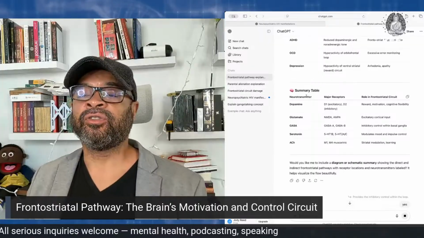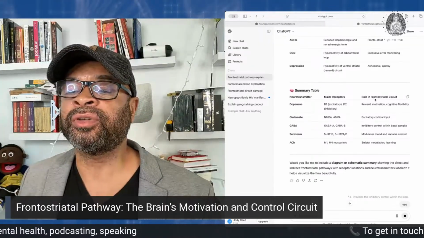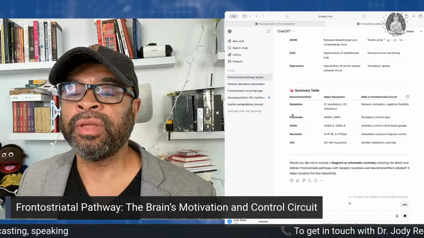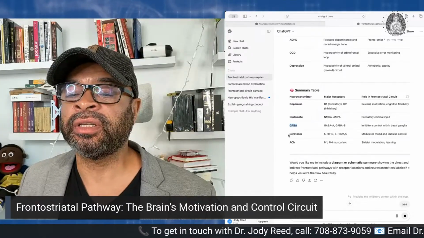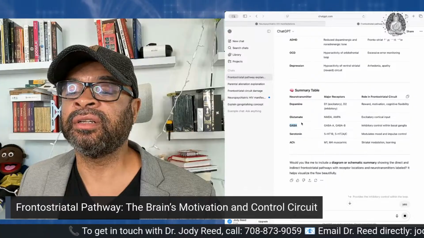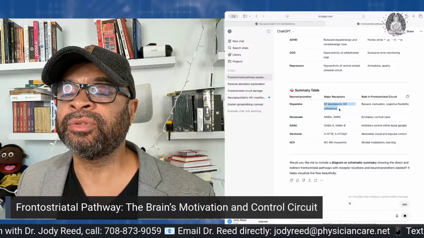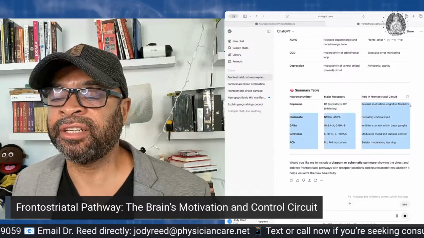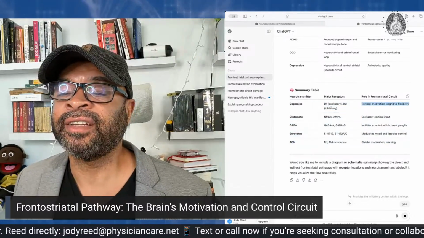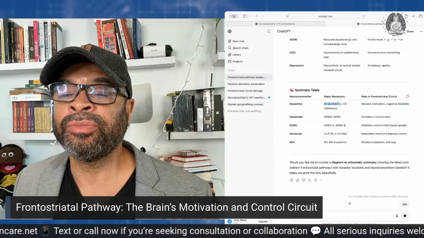Okay, the neurotransmitters, the major receptors, the role in the frontal striatal circuit. So neuroreceptor: dopamine, glutamate, GABA. Remember, GABA is the major one in the circuit. Serotonin, acetylcholine. Okay, dopamine. Sure, D1 is excitatory, D2 is inhibitory. Right. Reward, motivation, cognitive flexibility. Right. Okay. D1 makes it hyperdopaminergic.